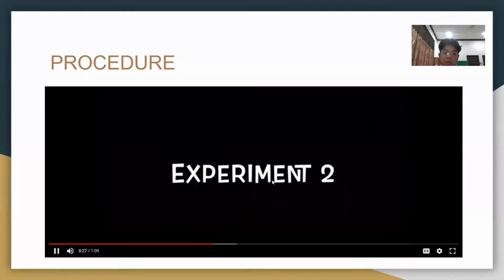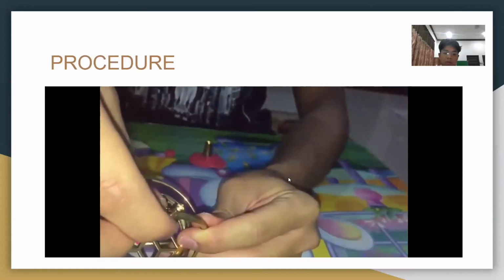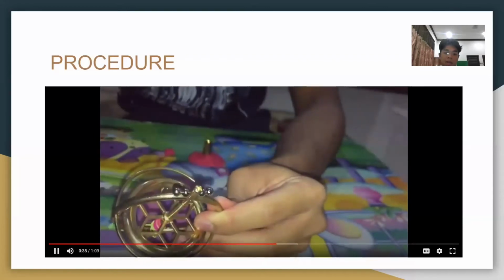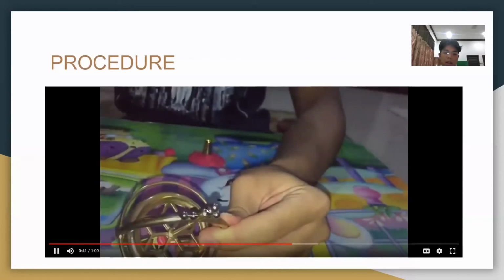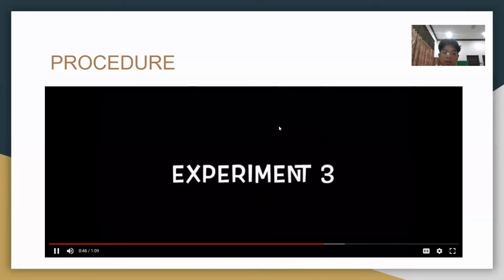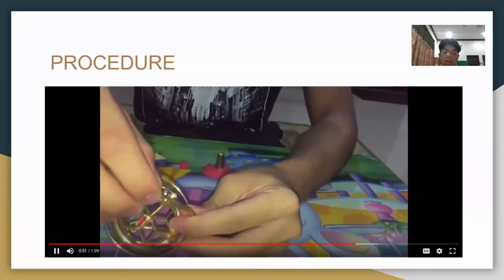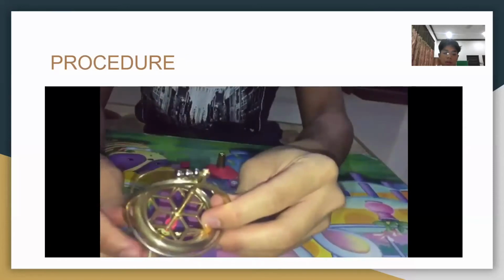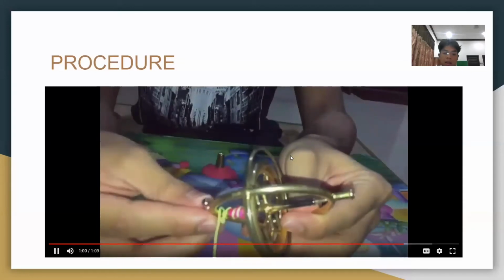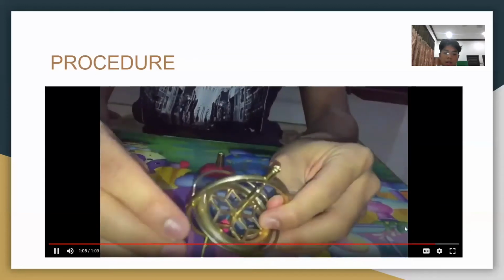For experiment 2, the variable is the weight of the load. The first load is 2 grams, which is 2 steel balls, the second weight is 4 grams, and the third weight is 6 grams. For experiment 3, the variable is the position of the load. We decided to place a 3 gram load in different places: the top, the bottom, and the middle of the gyro toy.